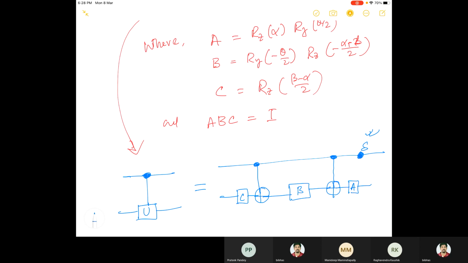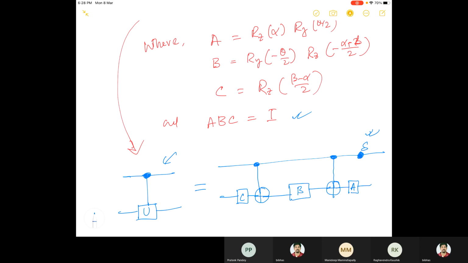Okay. Now there are two things to observe here. A times B times C is equal to identity. When I have some unitary matrix, it is enough to know that when this matrix acts on the fundamental four 2-qubit states, the outputs are the desired outputs, then we are done. We need not check all possible states psi. We'll only check the four fundamental states.